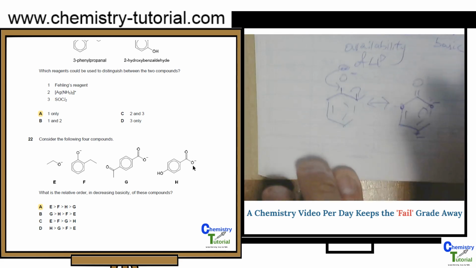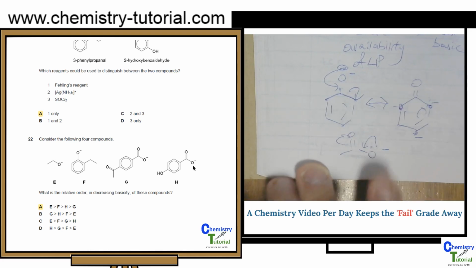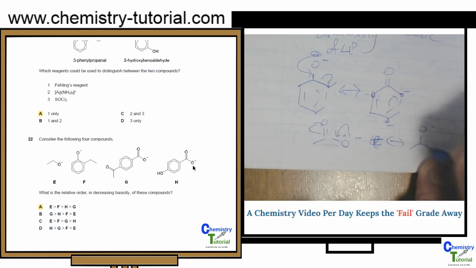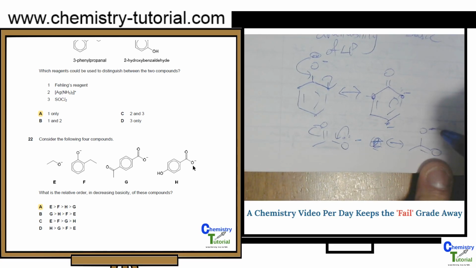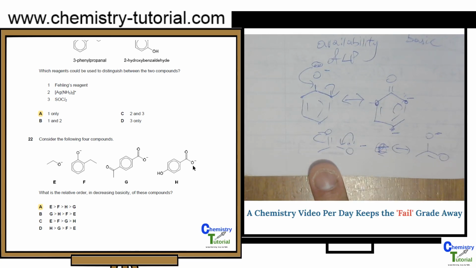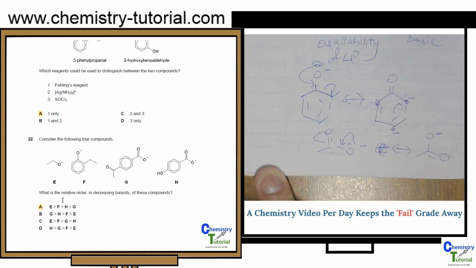Let me just draw this out to show you how it works. O minus is the oxygen that carries the negative charge. Oops, I should be drawing this way. Now the oxygen, being much more electronegative than your carbon, is able to bear the negative charge more effectively because of its electron withdrawing effect. So therefore, this is a stronger base relative to your G and H. Hence, the next one will be F. So E and F. Okay, so you can't find a winner between A and C.